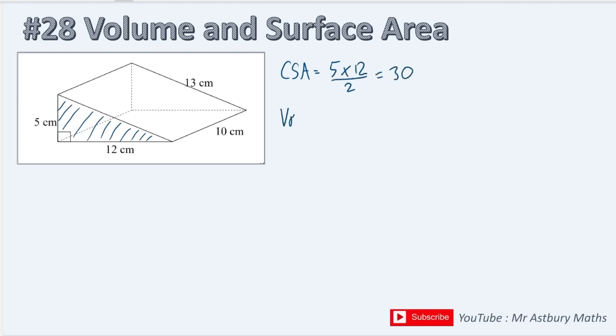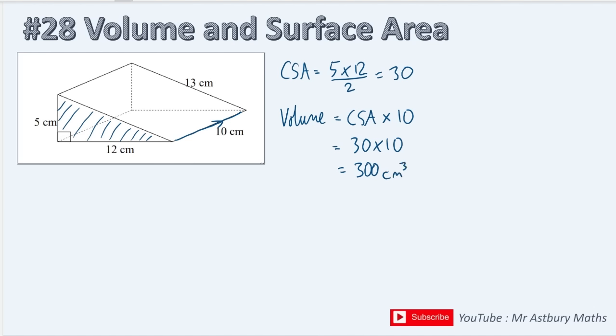Okay, so the volume is the cross sectional area multiplied by whatever dimension you're pushing that shape back into. In this case, the depth, I guess, or the length. So I'm going to multiply that by 10 here, so I'm going to get 30 multiplied by 10, which is 300 centimeters cubed, because it is volume.